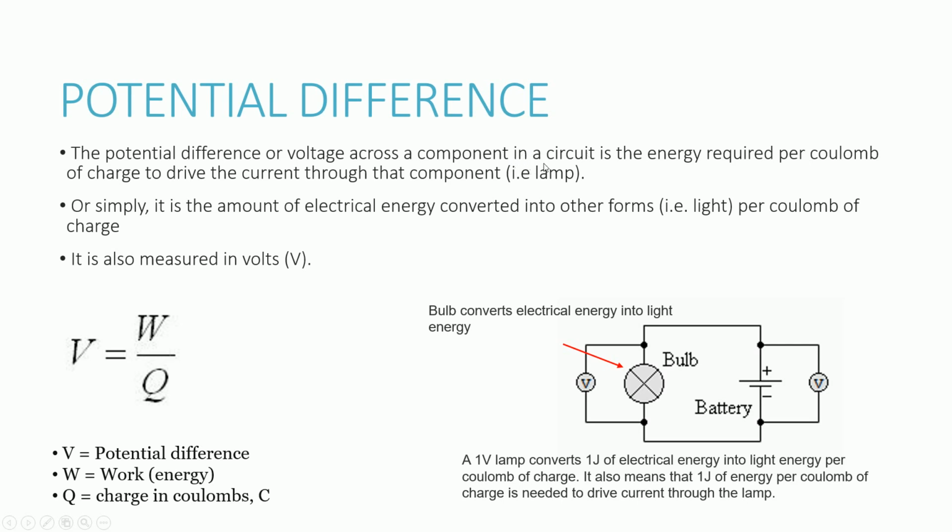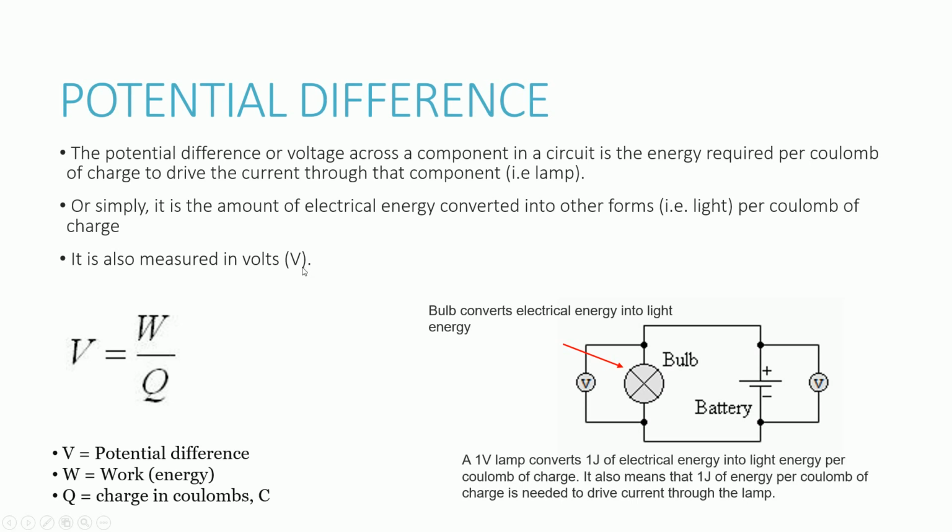Right? So the component could be like a resistor or a light bulb in this case, or whatever it may be. It's to do with the components in the circuit rather than the supply. In other words, to put it simply, it could also mean that the potential difference or the voltage across a certain component is the amount of electrical energy that is converted into other forms, for example light in a light bulb, per coulomb of charge.